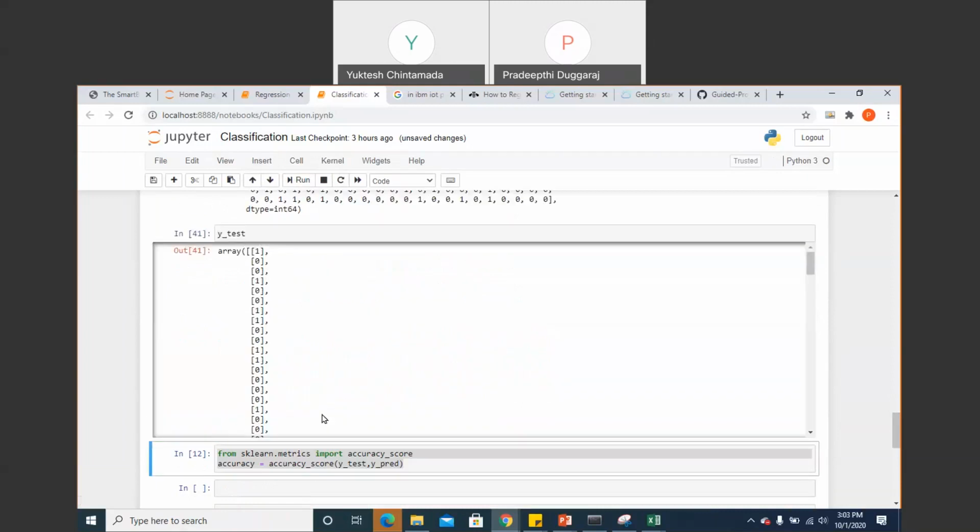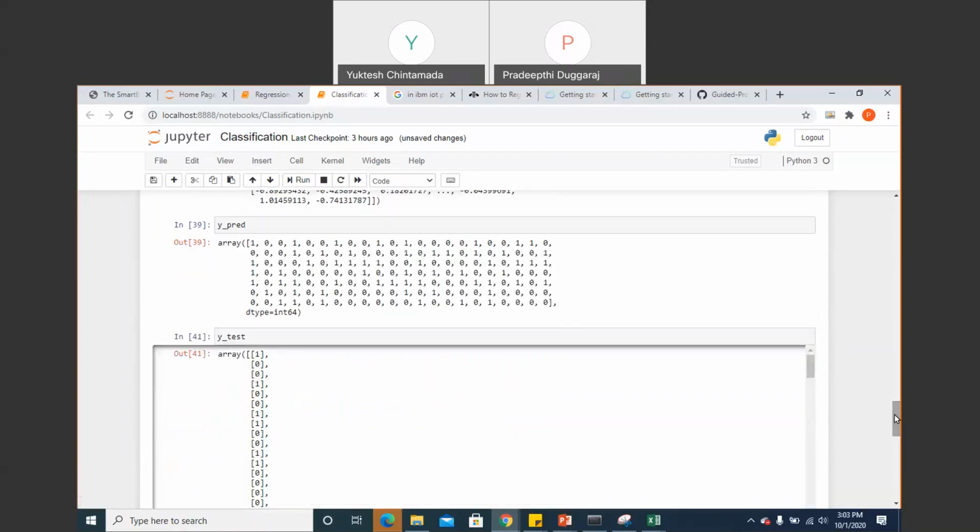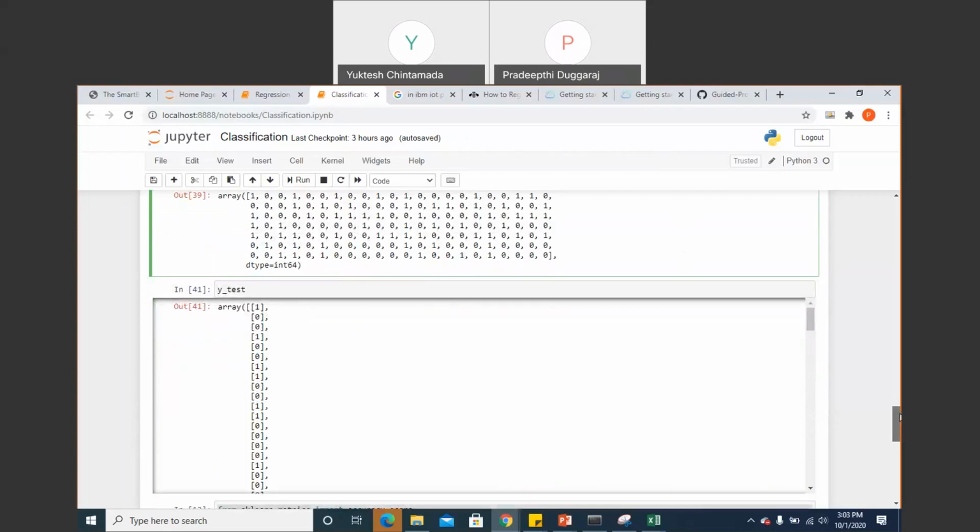If you see y_test, this and this match, so the first one is correct. The second observation is also a right answer. The third one is also right. The fourth, fifth, sixth, and seventh are also right answers. So you can compare y_test and y_pred. I told you y_test is the answer key and y_pred is the answers given by the model, right?